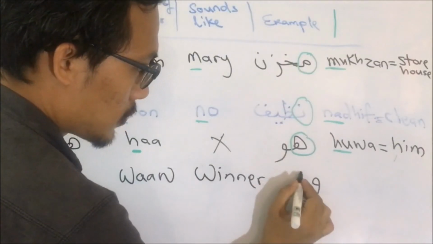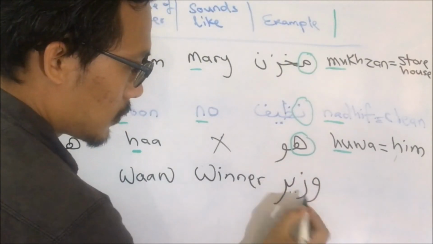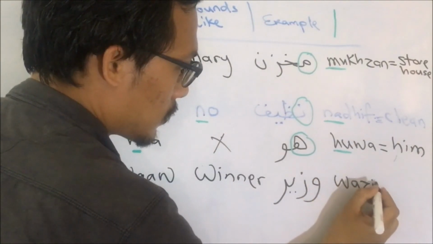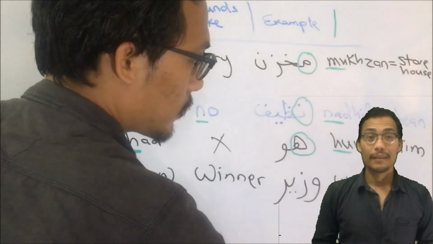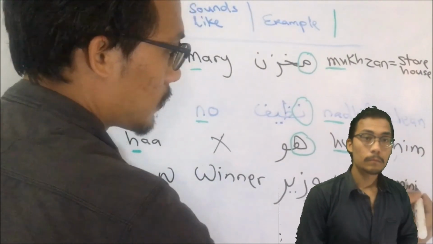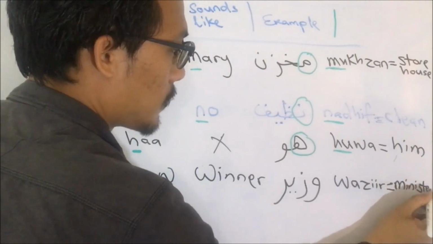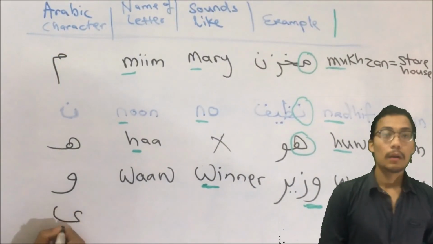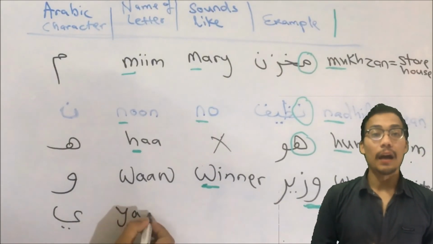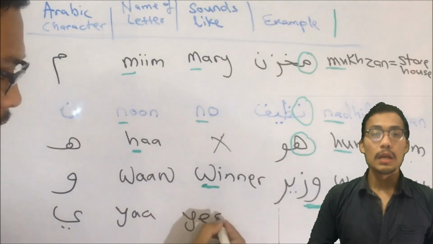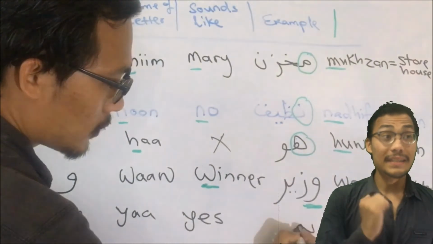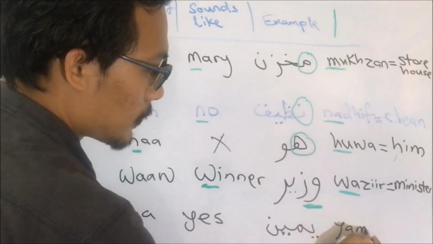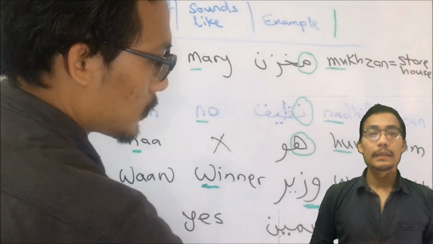The next alphabet is Waw. Sounds like the W in winner. So example would be Wazir. The next alphabet is Ya. Sounds like the Y in yes. Example would be Yamin.